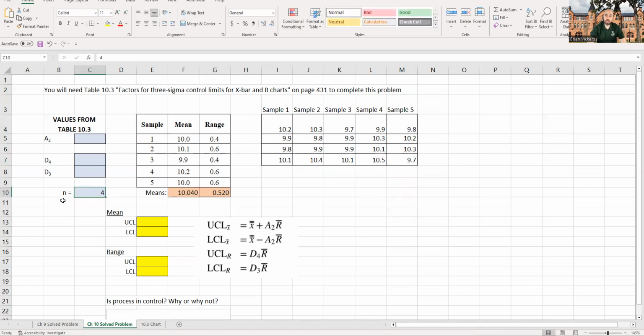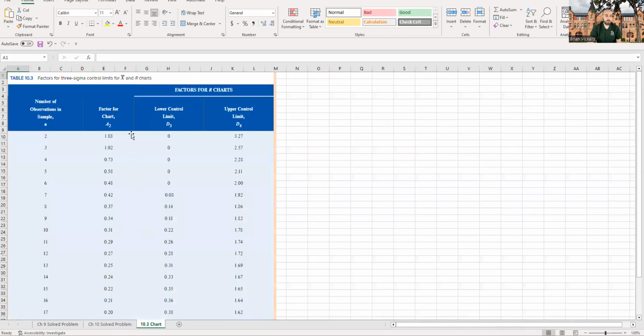The number we use for N has to do with the number of observations in each sample that were averaged out to get our sample mean. To get the 10.0, we used 4 observations. So N is the number of observations. We know the N is 4. And now we have to use control chart 10.3 from your book in chapter 10.